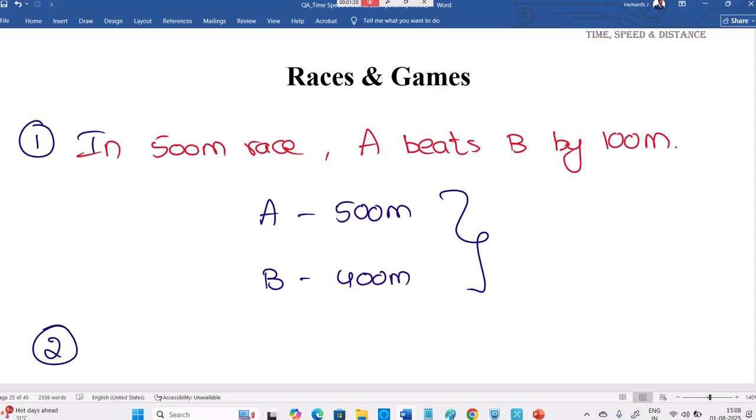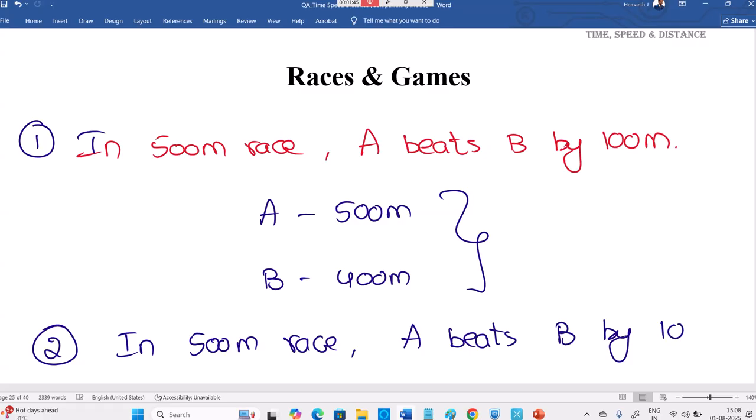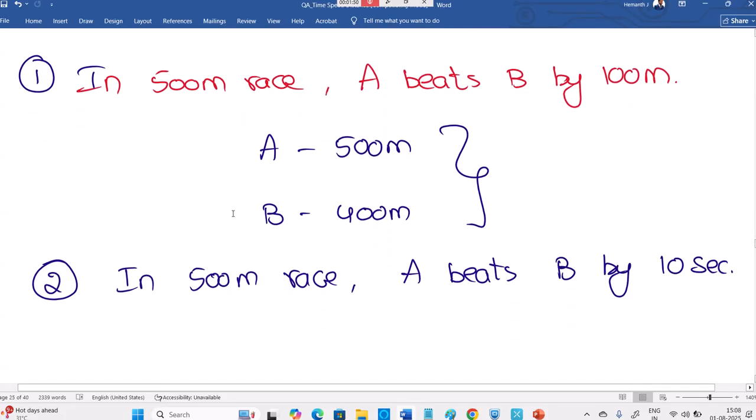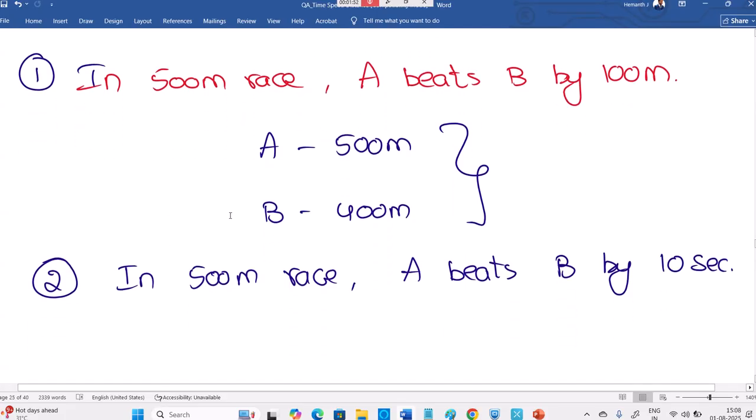The second statement: in a 500-meter race, A beats B by 10 seconds. These statements are pretty much required. If you understand them, then only we can solve; or else it's a bit difficult to handle questions related to races and games. In a 500-meter race, A beats B by 10 seconds.